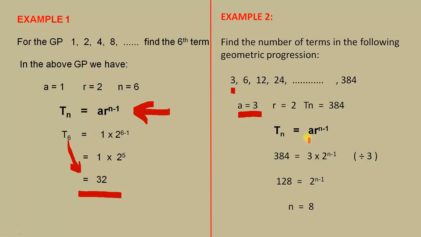So Tn equals AR to the n minus 1. So 384, which is that term there, equals 3, which is the first term, times the common ratio to the power of n minus 1. If we divide both sides by 3 to make the equation easier, we have 128 equals 2 to the power of n minus 1. And we know that n equals 8 because 128 is 2 to the power of 7. 8 minus 1 gives us 7, and that's why n equals 8.